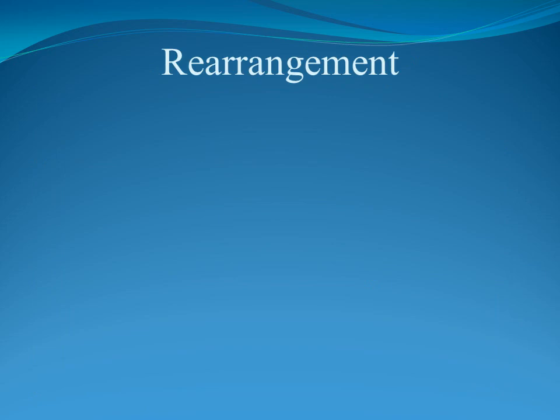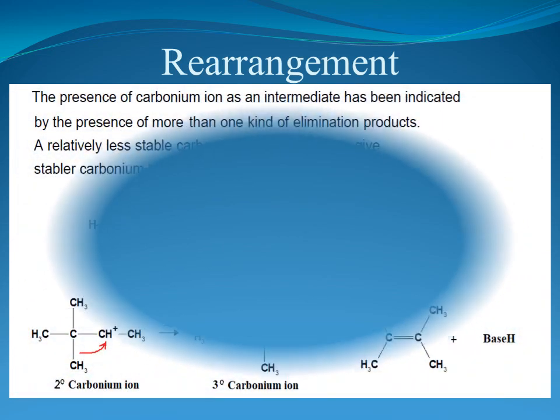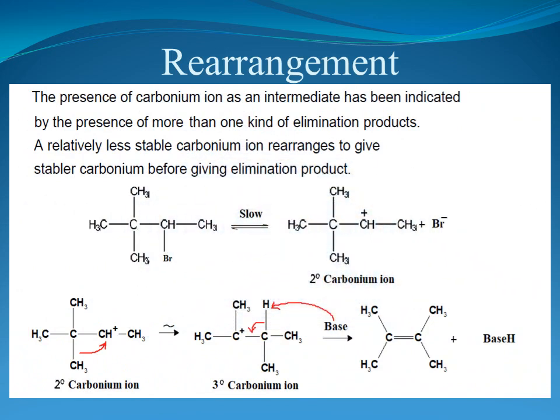Students, you have already studied the stability order of carbonium ions, and you also know that the substituted alkenes are more stable alkenes. So rearrangement is also possible during the course of elimination reactions. The presence of carbonium ion as an intermediate has been experimentally proved by the presence of more than one kind of elimination products. Sometimes the product that we are expecting is present, but along with it, some other products are also formed.